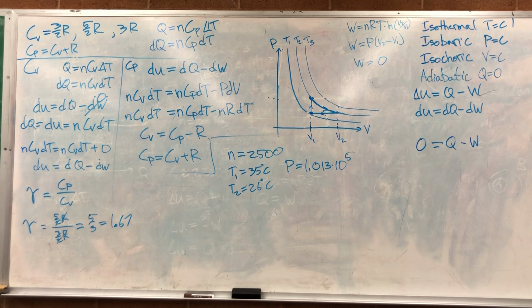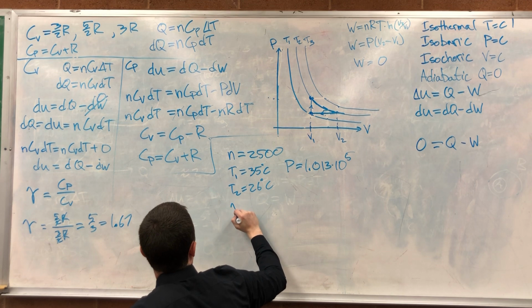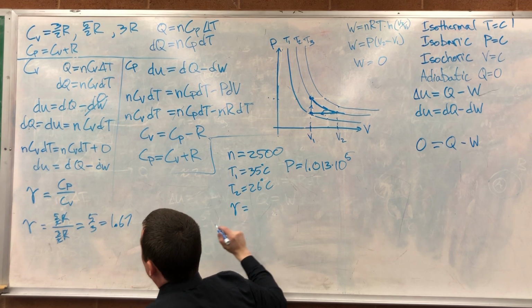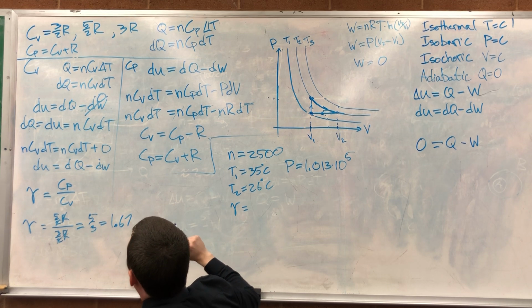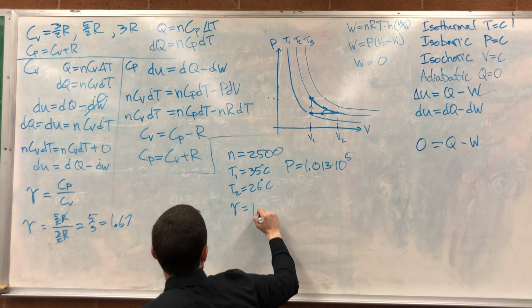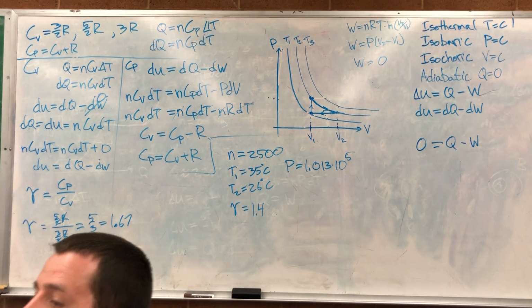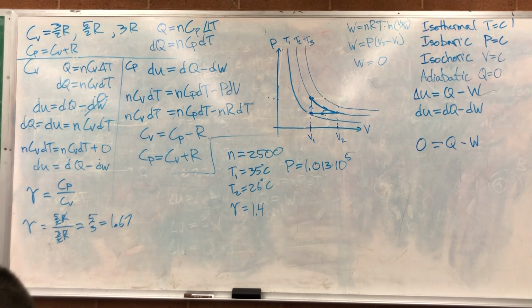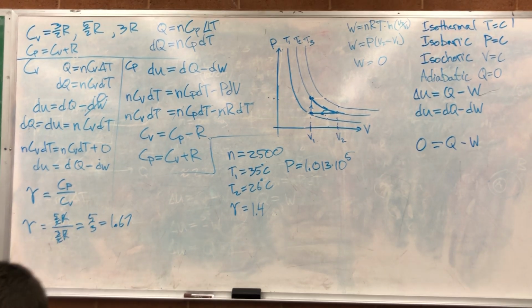And then for air, our gamma is going to be 5/2 over 3/2, or 7/2 over 5/2, so 1.4, I think. Air, because air is made up of a bunch of diatomic gases. Yeah, that makes sense. Oxygen gas, nitrogen gas, but then you have carbon dioxide.